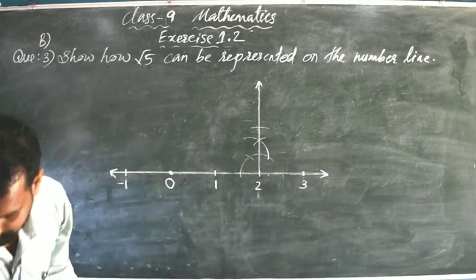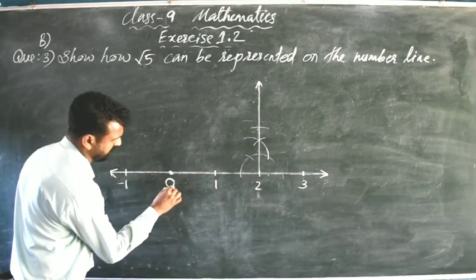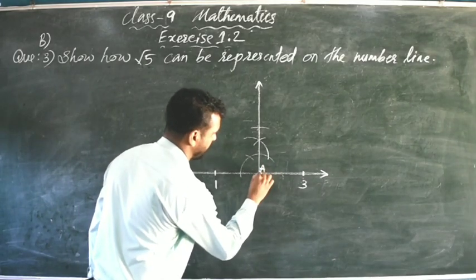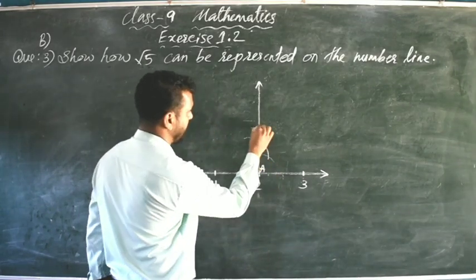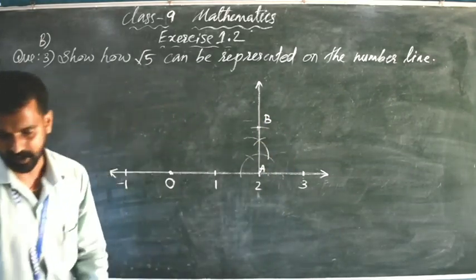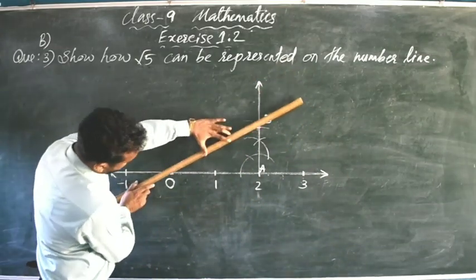Now these points you have to mark here. This one is actually 0, but we will consider it as O, and here we will mark a point A. This point 2 is A, and here we have marked a point here, that is B. Now we will join OB. O and B we will join, OB.